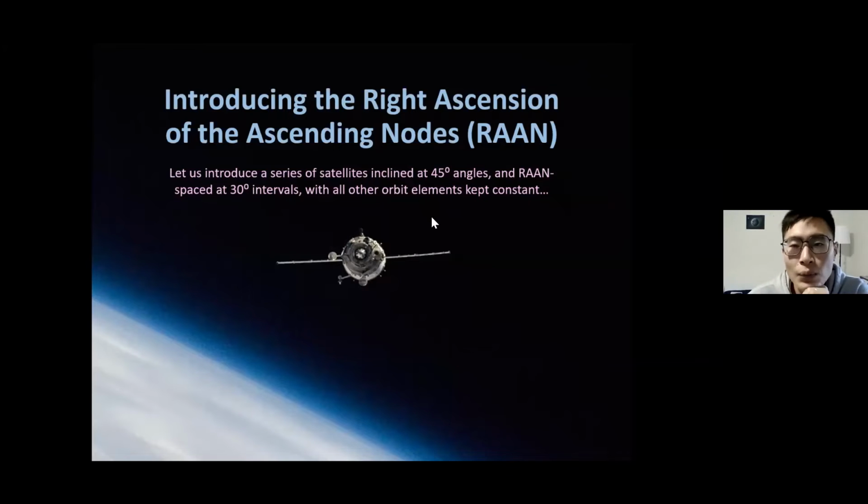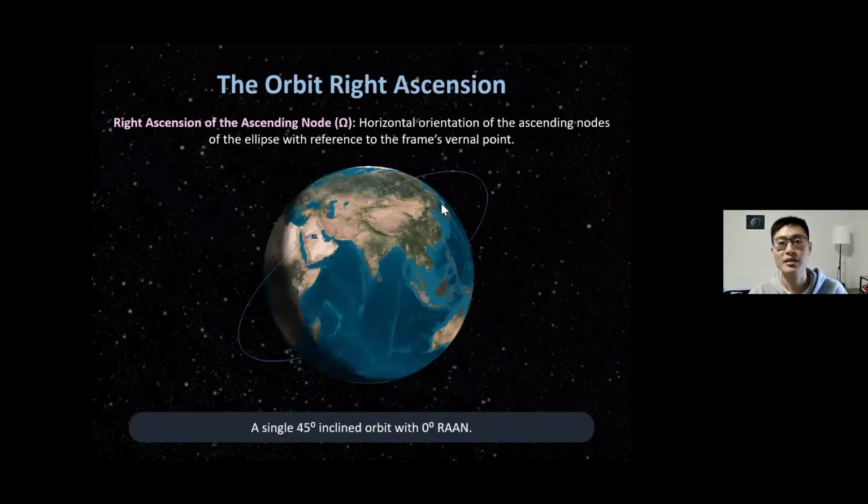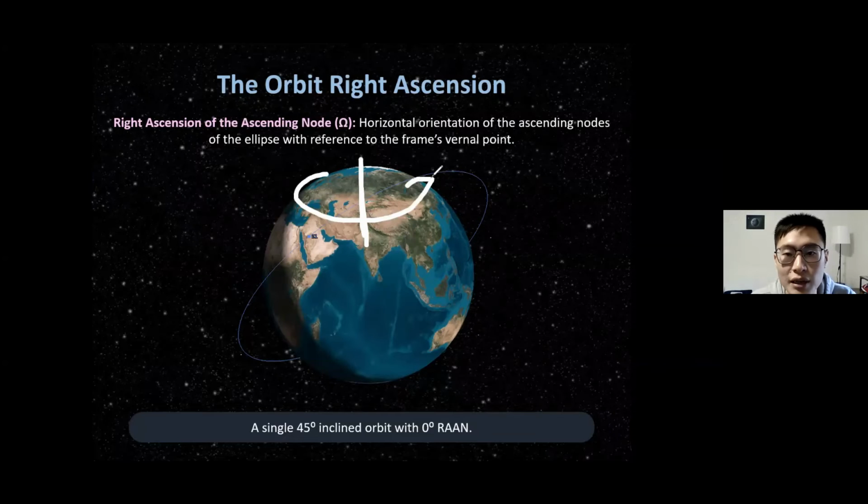So right ascension of the ascending node is essentially just a rotation about the Earth's inertial z-axis, right? So the Earth is kind of rotating and doing its thing, and I'm going to rotate my orbit plane this time around the Earth. So think of the axis of rotation as the z-axis here. Let me just draw it out. Yep, so I'll just do a rotation about the Earth.